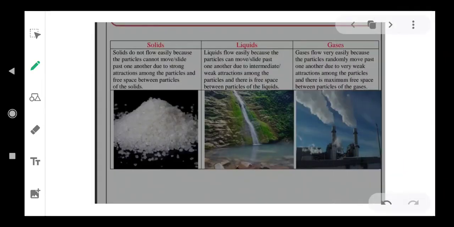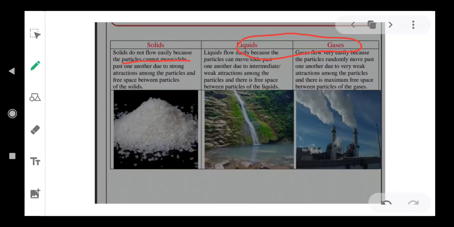See this, solids do not flow easily because the particles cannot move or slide past one another due to strong attraction among the particles. In solids there are strong attraction forces among the particles. That's why they can't flow, and there is little free space between the particles of solids. That's why solids are not called fluids. Fluids are liquids and gases. These liquids and gases together are called fluids.